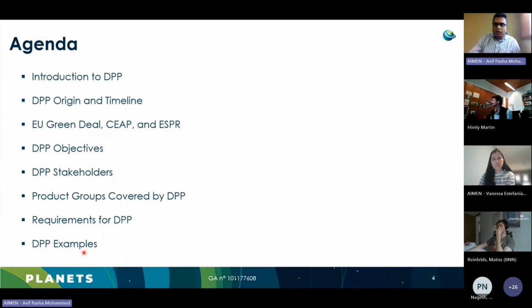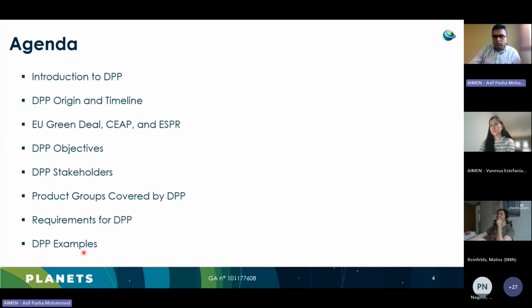these products, and then focusing on the requirements for the DPP, types of data required, the granularity, and also have some examples from other projects where they are not the real DPPs, but they have some trials that could be used for testing and so on. So I would also share those QR codes so you could have access to them.